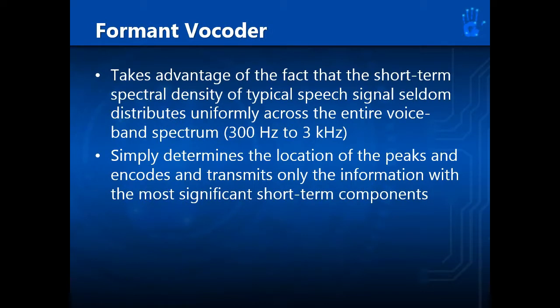Formant vocoder. Formant vocoder takes advantage of the fact that short-term spectral density of typical speech signal seldom distributes uniformly across the entire voice band spectrum, which is 300 Hz to 3 kHz. It simply determines the location of the peaks and encodes and transmits only the information with the most significant short-term components.